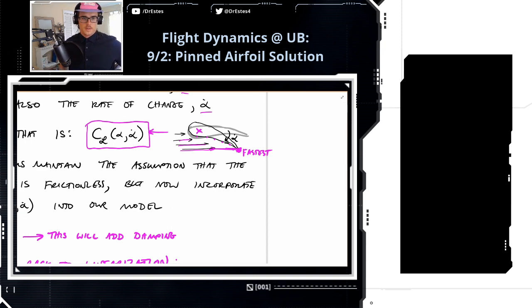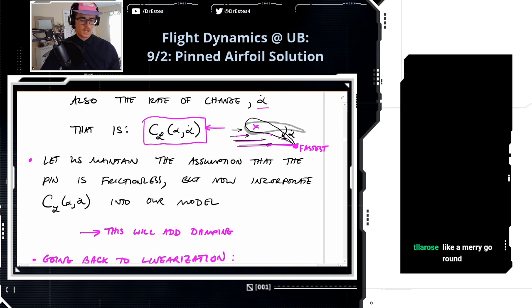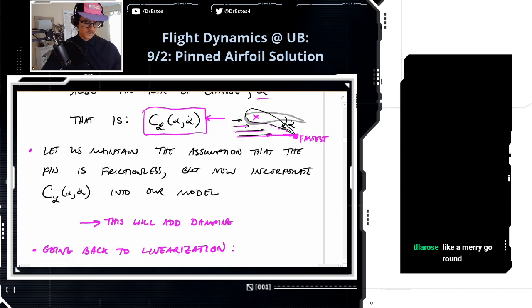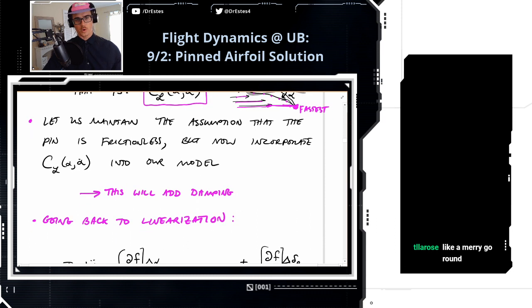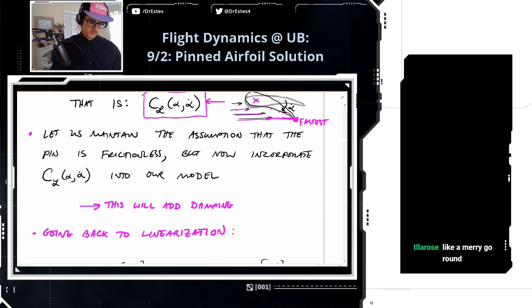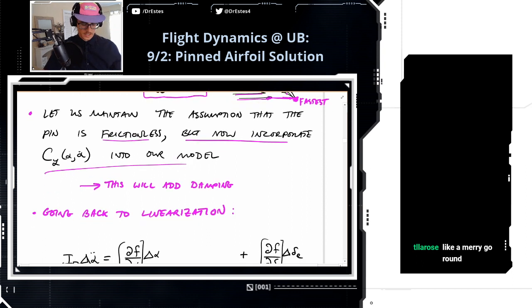All that to say that the lift changes if an airfoil is moving just because the relative wind is kind of like a merry-go-round. The relative wind is stronger at some points than others, compared to if it was just statically at that position. And that's actually going to add some damping. So we're going to incorporate this assumption. We'll still say the pin is frictionless, but now we're going to incorporate this effect into our model. Like I said, that'll add damping.